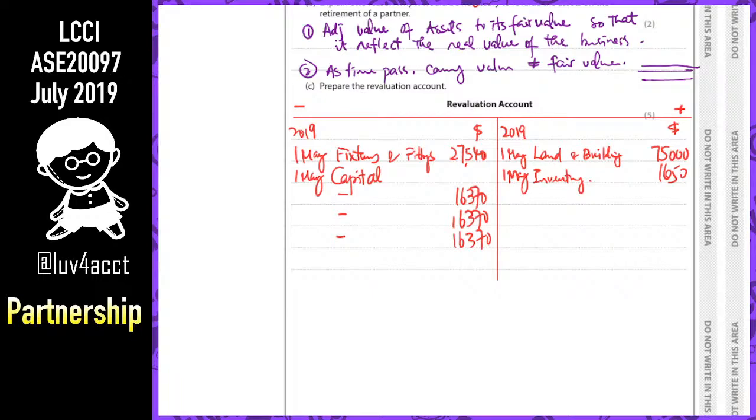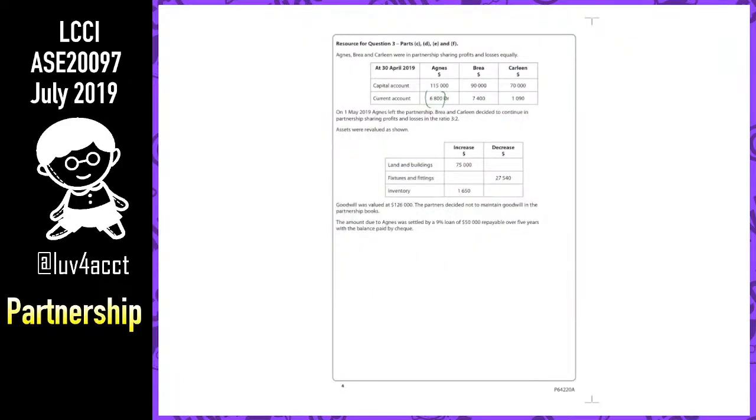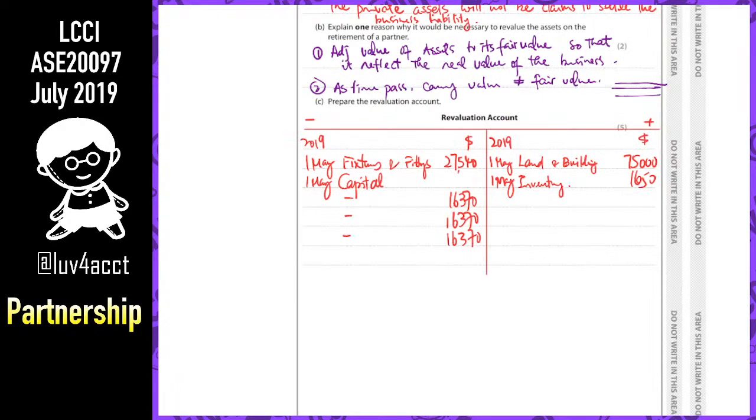What's the name of the three partners? Agnes, Bria, and Carlene. Okay, finish. 5 marks.